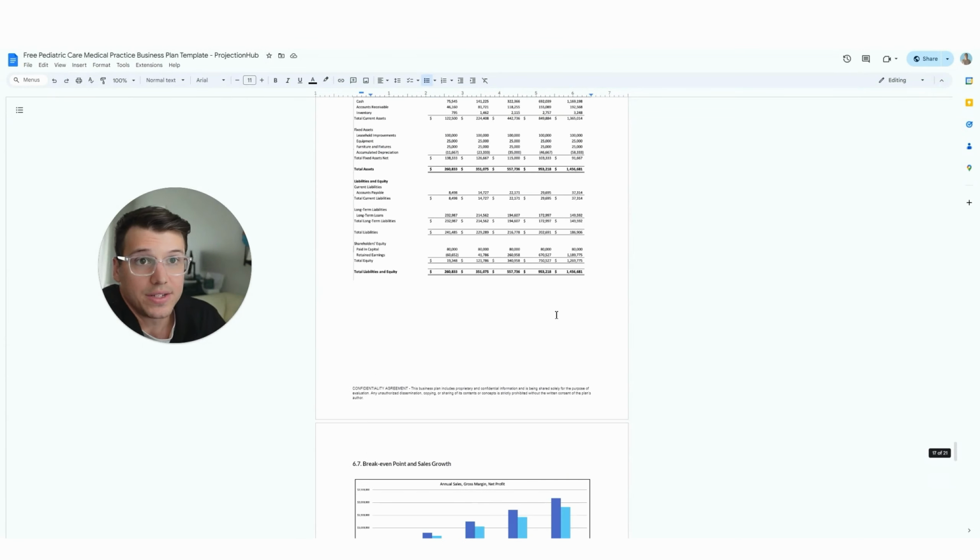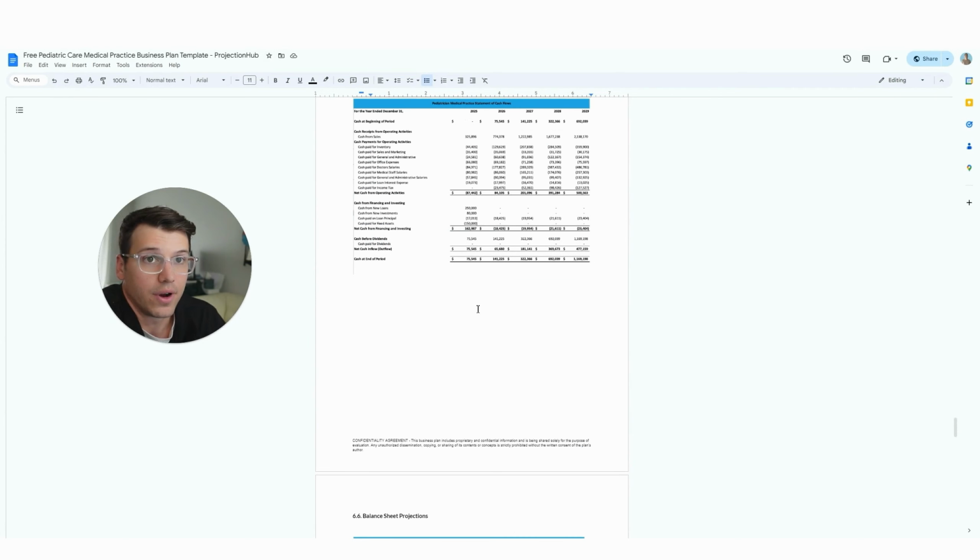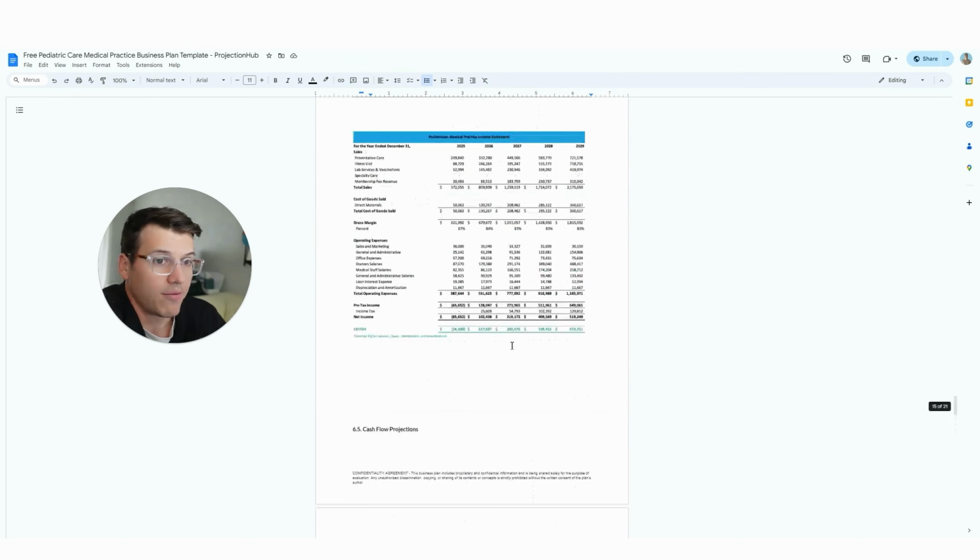Okay, and there you have it. That is how to write a business plan for a pediatric office and 5 ways to make it shine.